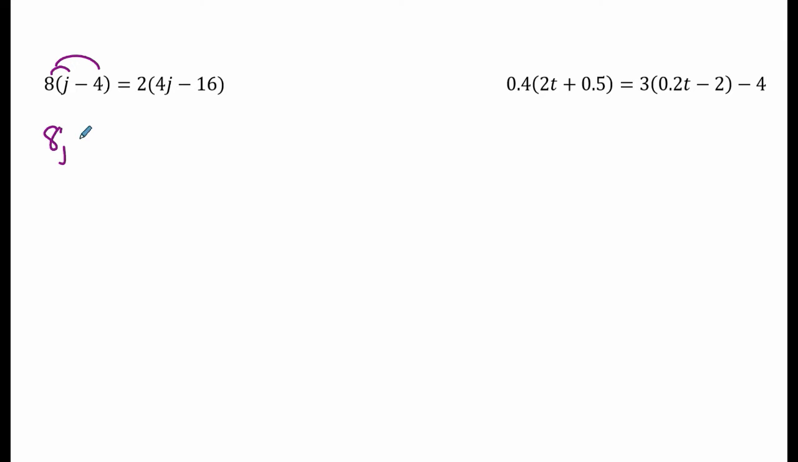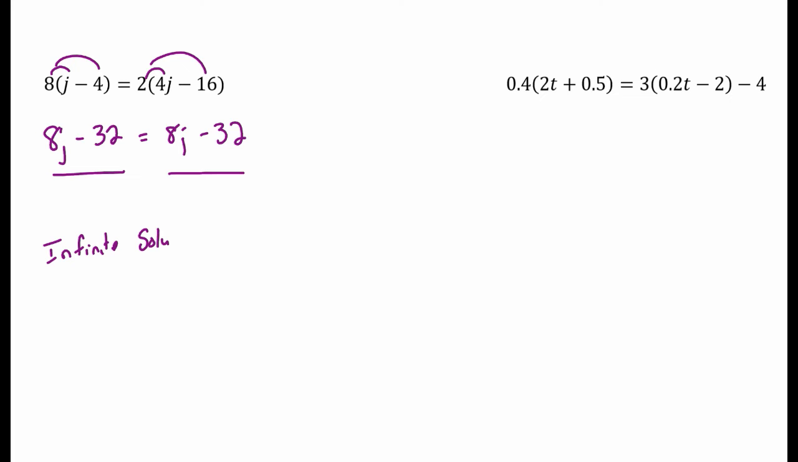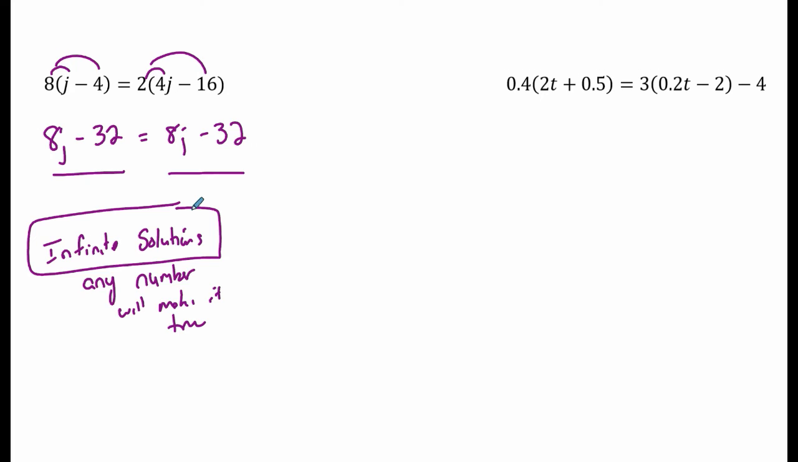Hopefully you're a master of the distributive property at this point. Multiply by 8, multiply by 8, multiply by 2, multiply by 2. Wait a second. 8j minus 32 equals 8j minus 32. Isn't that saying the same thing on both sides? So there are infinite solutions here. Any number will work. Any number will make it true. So I can substitute in any number, and I'm going to get a true statement. So that means there's infinite solutions to this equation.